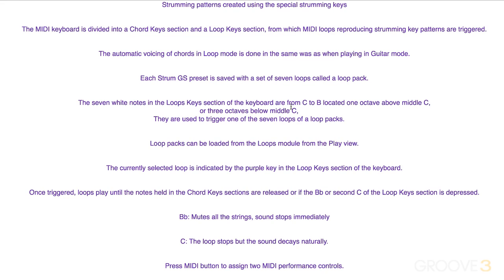So they're mapped out to the C to B above the end of the guitar range, or 3 octaves below middle C, and they're loaded in play view. The currently selected loop is indicated by the purple key on the keyboard, and once they're triggered, they're held down until you hit either B flat to mute the loop or C to stop it, but let the last chord ring out if it's a sustained chord. And we can use that MIDI assign button to assign 2 MIDI performance controls.